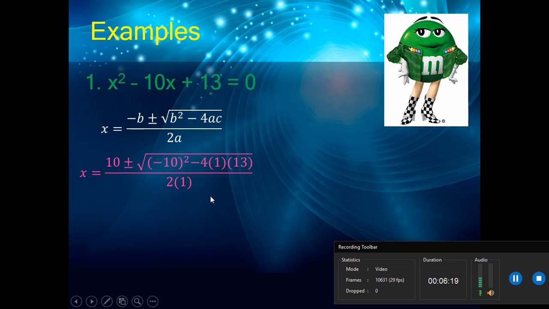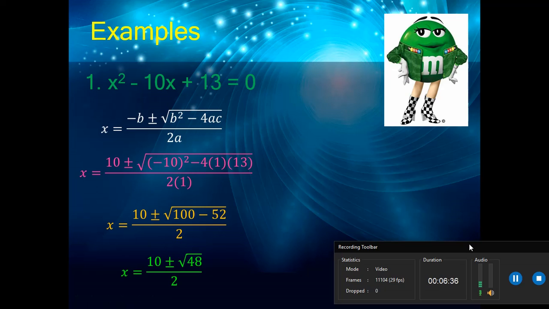Make sure you show the substitution step. In fact, don't try to shortcut. You want to show me all the work in case there's a mistake. We're going to do a little simplifying. So we have 100, and then this is minus 52 all over 2. As I continue the simplifying process, I can see that the discriminant is 48. Because it's positive, it tells me that I should end up with 2 roots.